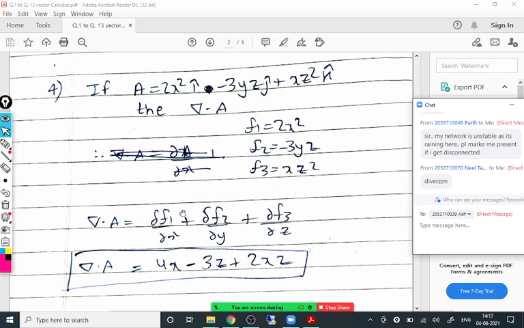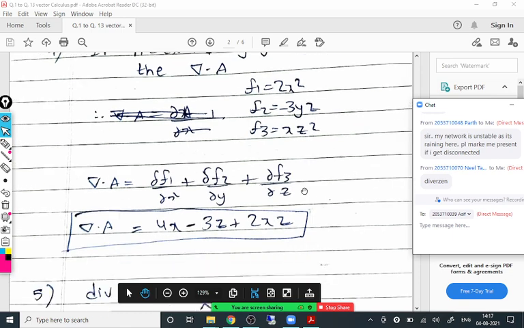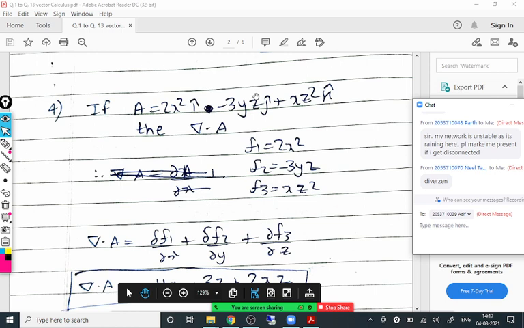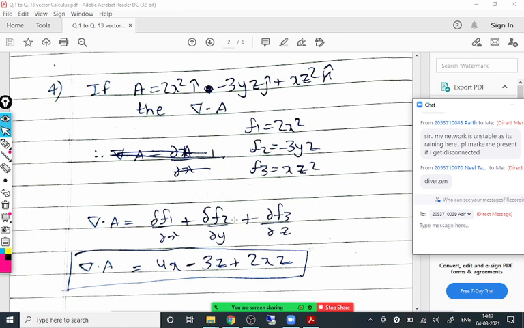It is a divergence. So dou f1 by dou x plus dou f2 by dou y plus dou f3 by dou z. Okay, good. Just write down the derivatives. Dou f1 by dou x is 4x, dou f2 by dou y is minus 3z, and dou f3 by dou z is 2xz. So all derivatives are written correctly.